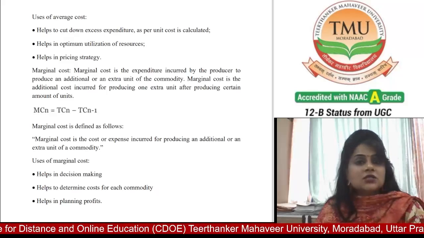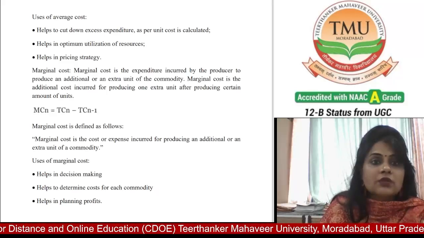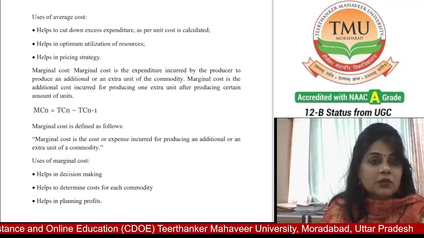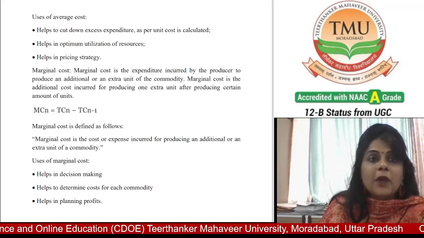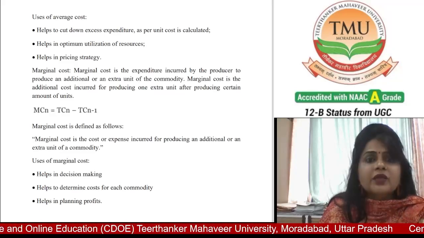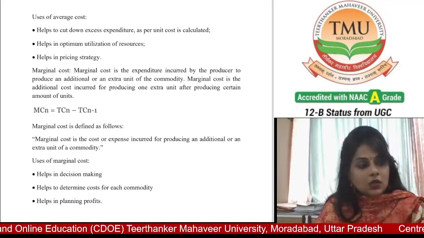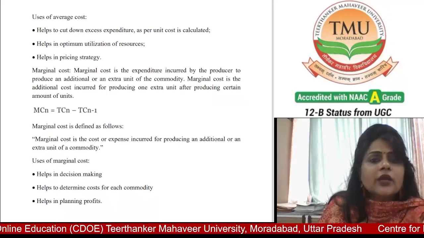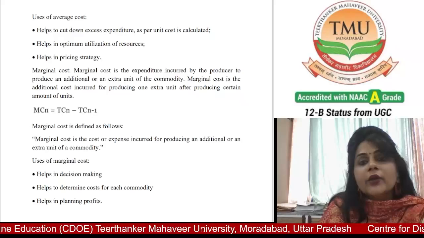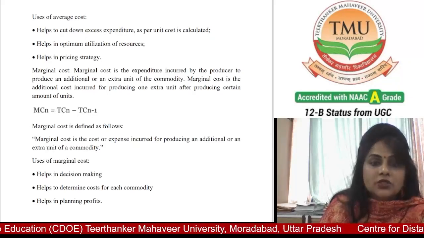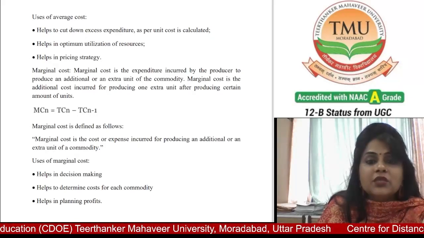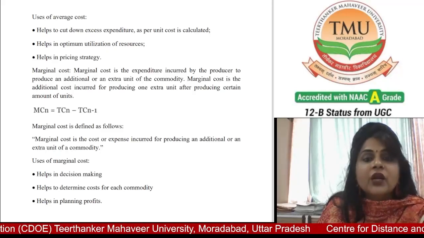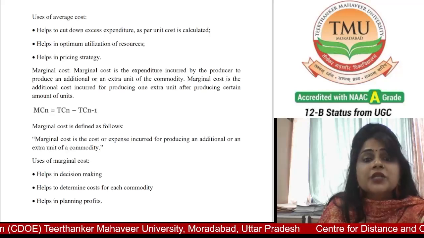So how is marginal cost calculated? The formula is also given here. Marginal cost is equal to total cost n minus total cost n minus 1. It means the additional cost used is subtracted from the total cost. Marginal cost is calculated as the total expenses required to manufacture one additional good. Therefore it can be measured by changes in expenses incurred for any given additional units.